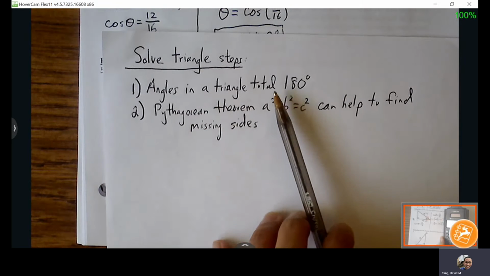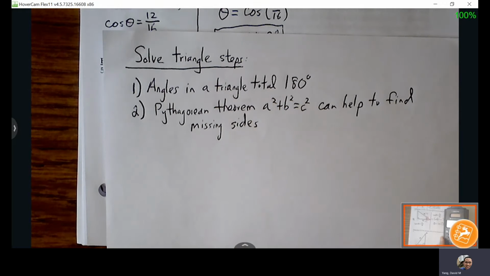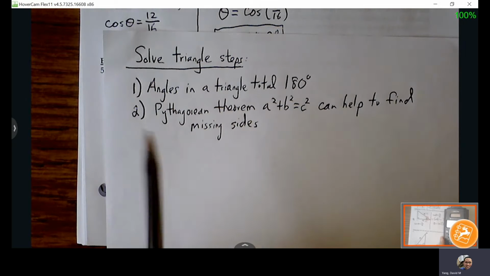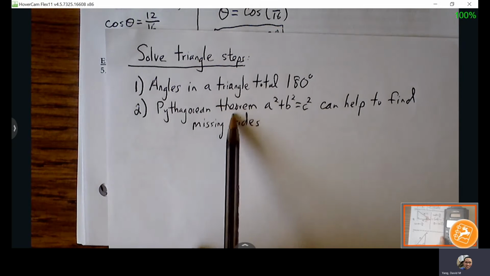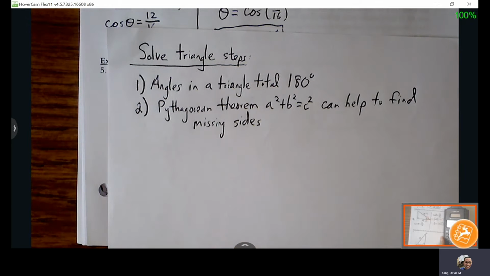So keep in mind that angles inside a triangle total 180 degrees. So if I have 2 angles known of a right triangle, I can always find that third missing angle by subtracting from 180. And then the other one is the Pythagorean theorem, a squared plus b squared equals c squared, which can help to find a missing side if we have 2 sides known for a right triangle.